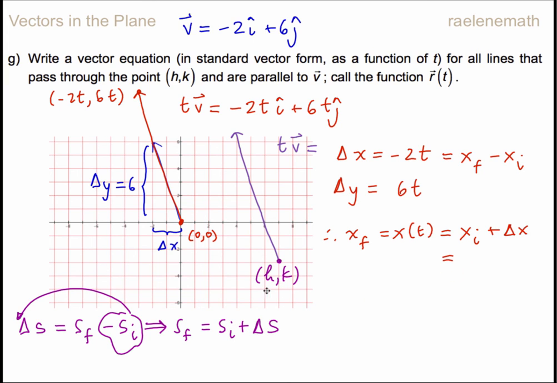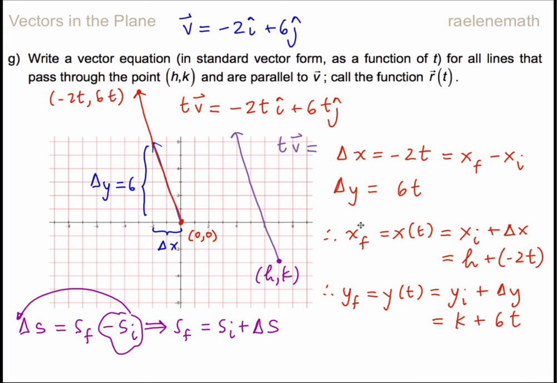And the x initial that we are dealing with is the coordinate h. And the change in x is called negative 2t for any scaled value of the original blue vector. Similarly, the y coordinate of the final point, which is y after some amount of time, is given by the y initial plus the change in y. This is k plus 6t.